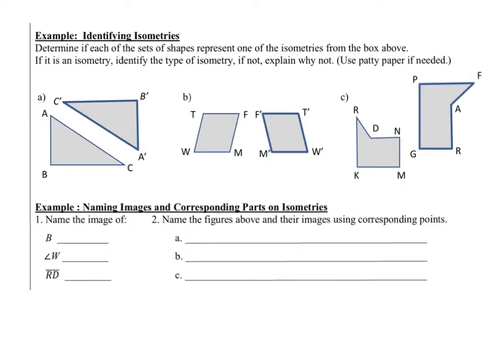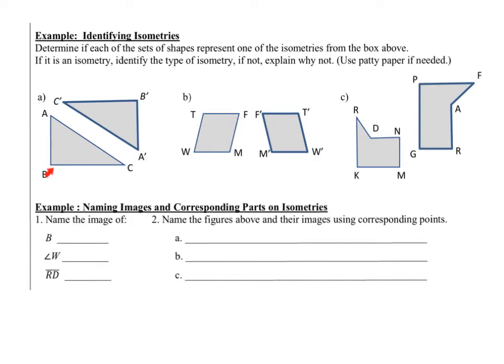Now let's look at some examples to determine if each of the sets of shapes represent one of the isometries that we did on the last slide. If it is an isometry, we're going to identify its type, which would be a translation, rotation, or reflection. And if not, we'll explain why not.